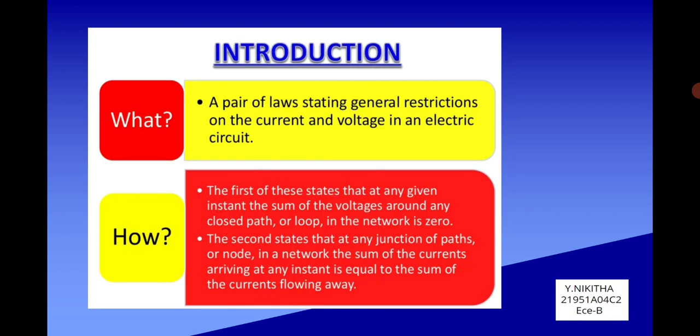Introduction. What? A pair of laws stating general restrictions on the current and voltage in an electrical circuit. How? The first of these states that at a given instant the sum of the voltages around any closed path or loop in the network is zero. The second states that at any junction of paths, or node, in a network, the sum of currents arriving at any instant is equal to the sum of currents flowing away.